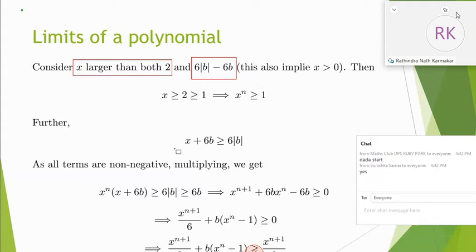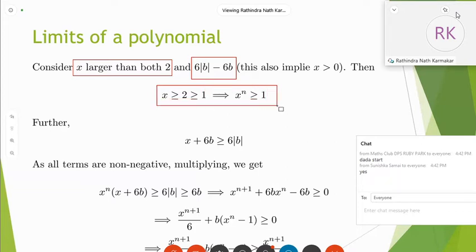This also implies that x is greater than 0. Okay, it should be implies, not imply. I missed the s. So then we have x greater than or equal to 2 greater than or equal to 1. But if x is greater than or equal to 1, x power n is also greater than or equal to 1. So now, if x power n is greater than or equal to 1, then we will see very soon what we have. But let's make use of this inequality once, that is x greater than or equal to 6 mod b minus 6b.